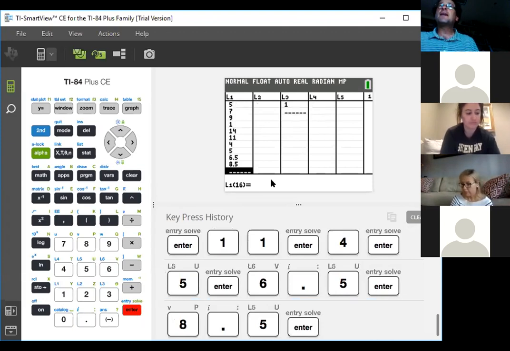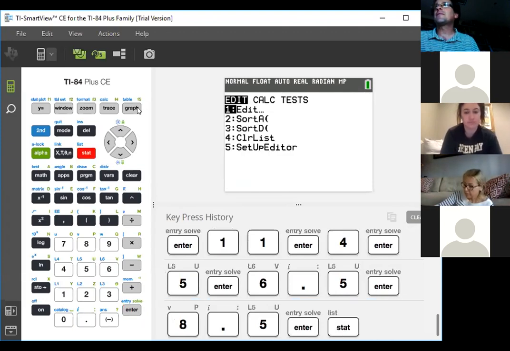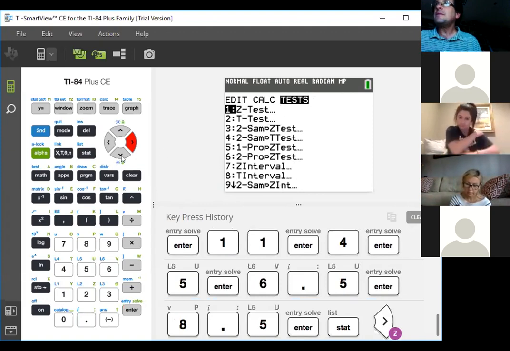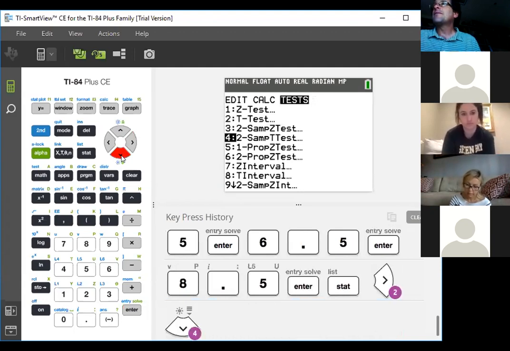Okay, then I'm going to go to Stat, Tests again. And we're going to think about what we need to do. Well, the first thing is we need an interval, not a test. We want to find a confidence interval. So all these things that say test, that's next week, and the week after. So we're going to scroll down. It's either going to be T interval or Z interval.